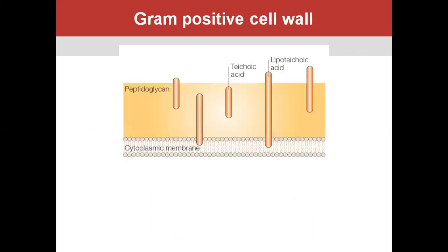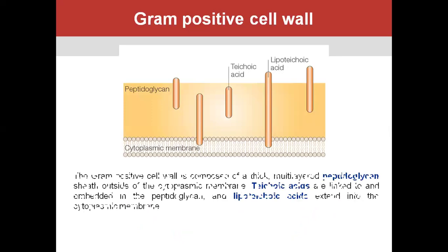This is the structure of the gram-positive cell wall. If you see, this is the cell wall, and beneath it the cytoplasmic membrane is present. The peptidoglycan content is higher in gram-positive bacteria. The gram-positive cell wall consists of thick, multi-layered peptidoglycan, generally around 16 to 18 nanometers thick. Whereas the gram-negative cell wall consists of less peptidoglycan, gram-positive bacteria have teichoic acids.